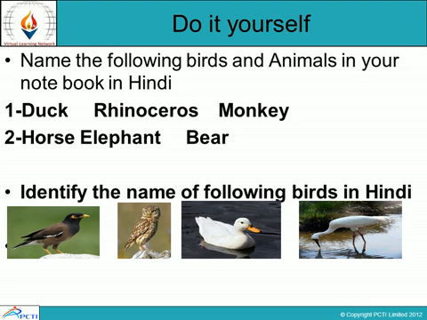So try to recall the things that you have learned right now and identify the name of the following birds from the pictures. Can you identify them? Try to recall the things and review them one more time so that you can learn the names of the birds and animals better.